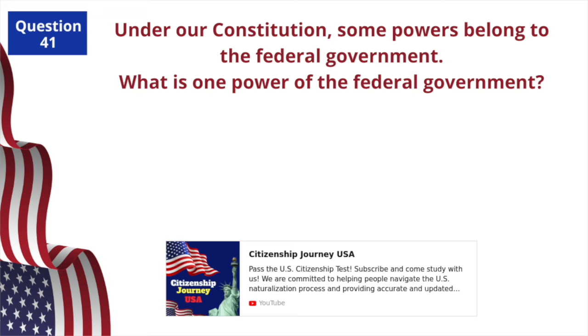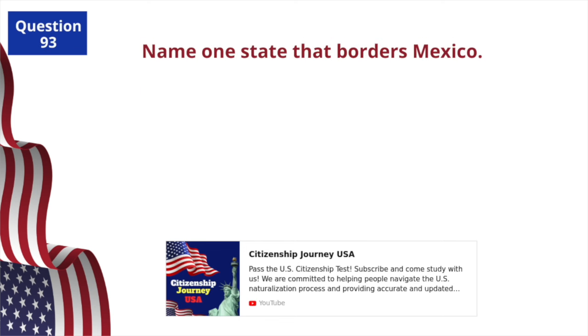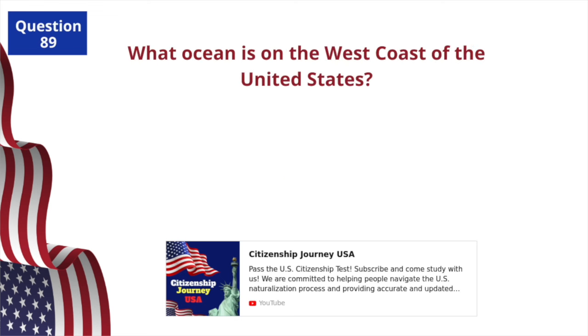Under our Constitution, some powers belong to the federal government. What is one power of the federal government? To print money. Name one state that borders Mexico. California. What ocean is on the west coast of the United States? Pacific Ocean.